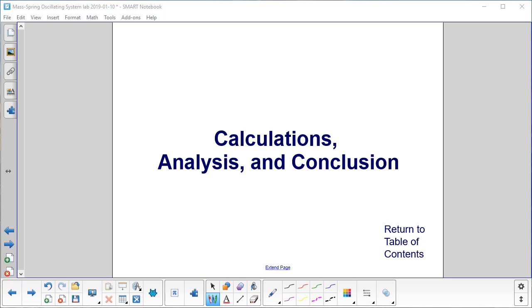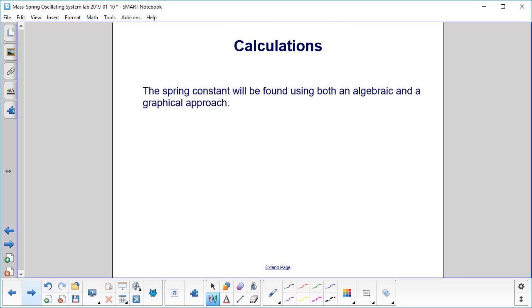Calculations, Analysis, and Conclusion. The spring constant will be found using both an algebraic and a graphical approach.